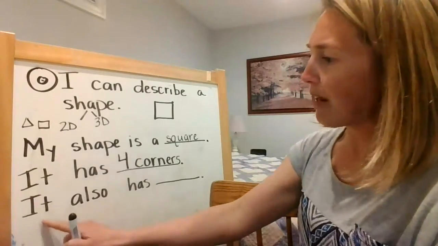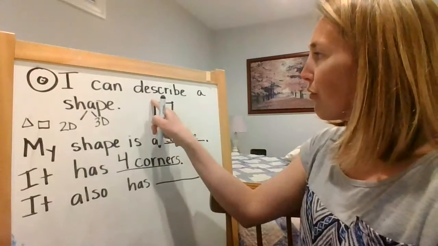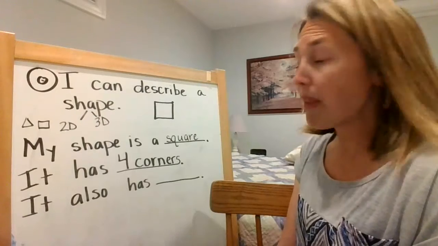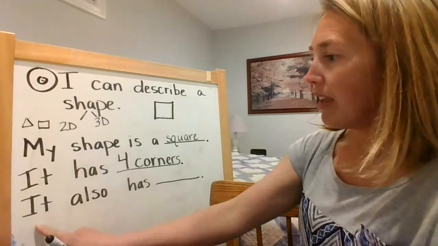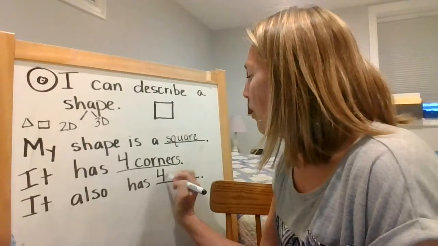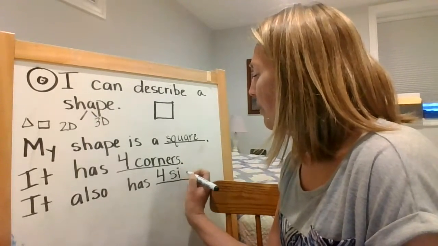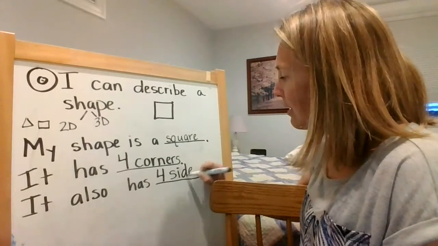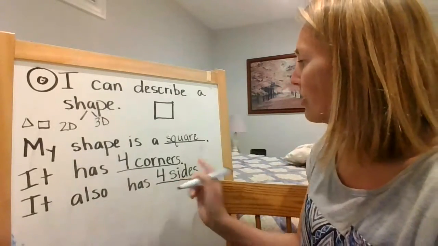Okay? I have to give one more sentence about something else that it has. Well, I know that it has these 4 vertices here, or corners. I also know that this shape happens to have 4 sides. So I'm going to add that sentence too. It also has 4. I know the I sound is going to have a silent E at the end. Sides. I'm going to check it. It also has 4 sides.